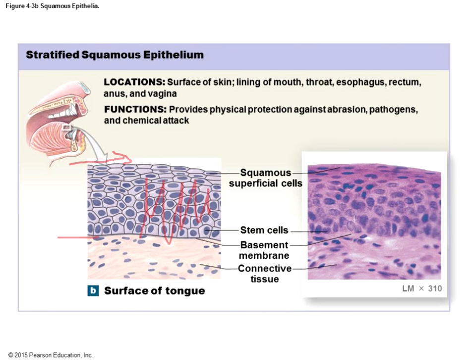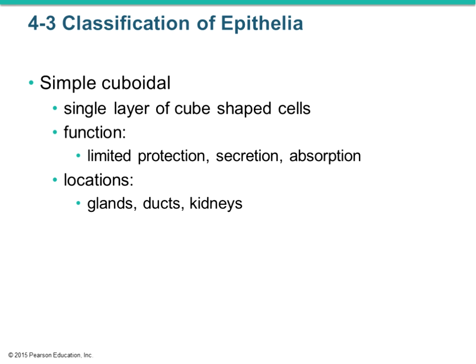And so that's stratified squamous epithelium. Okay? That's a pretty straightforward one you guys have seen before, and we'll explore that a little bit further when we do the integumentary system next lecture after this, which is looking primarily just at the skin.